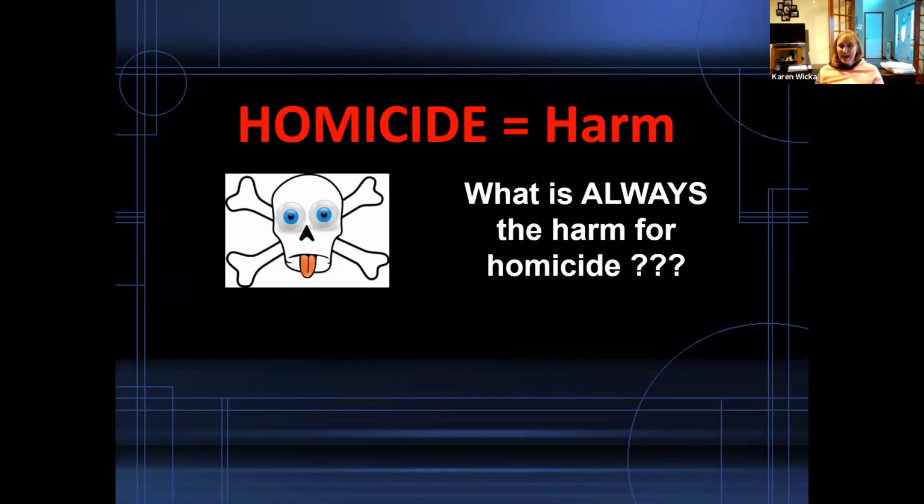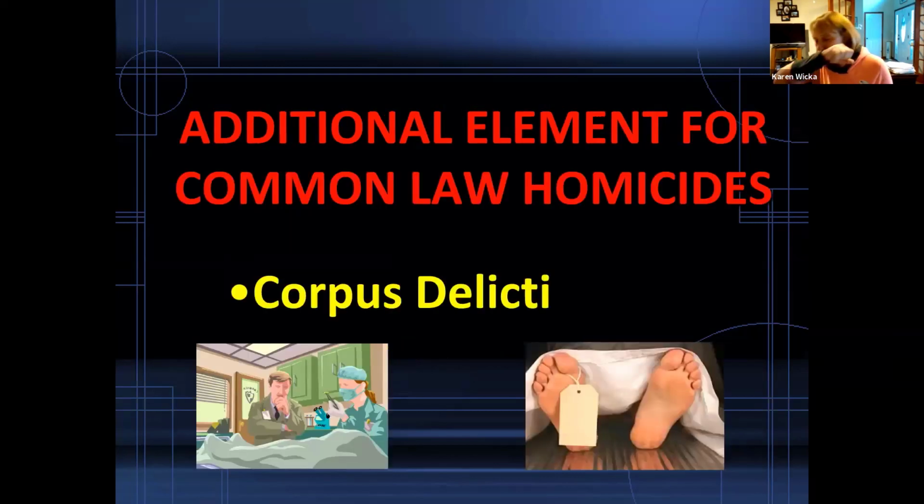Now, the last element we have to talk about with homicide is harm. So what is always going to be the harm in a homicide? What's the harm that is suffered? Well, it's always going to be death, right? So the harm is always going to be one person takes the life of the other. So the harm is death. The one person is going to die.